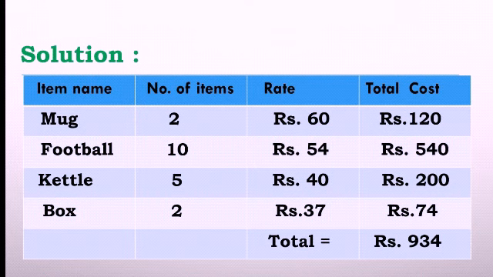Now you have to find the total cost of each item first. Then 2 mugs cost will be 2 into 60, that means rupees 120. In such a way we have to find all. After that we have to find the total. The total cost I have got of the 4 items is rupees 934. So check the answer. This way you can do it.